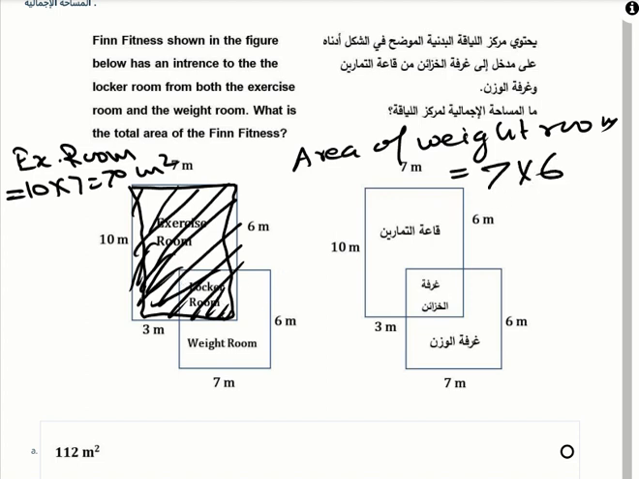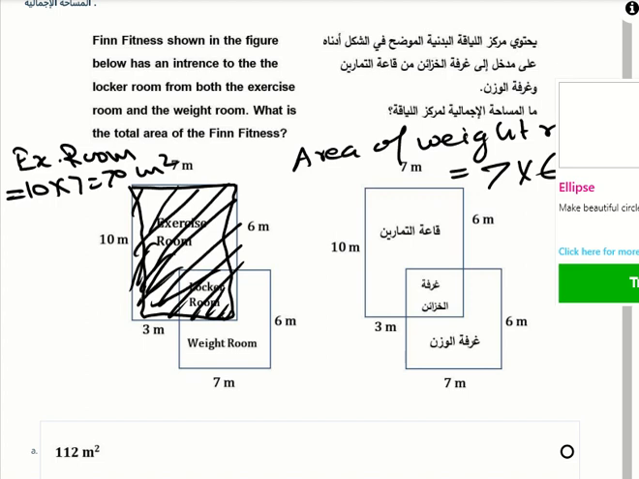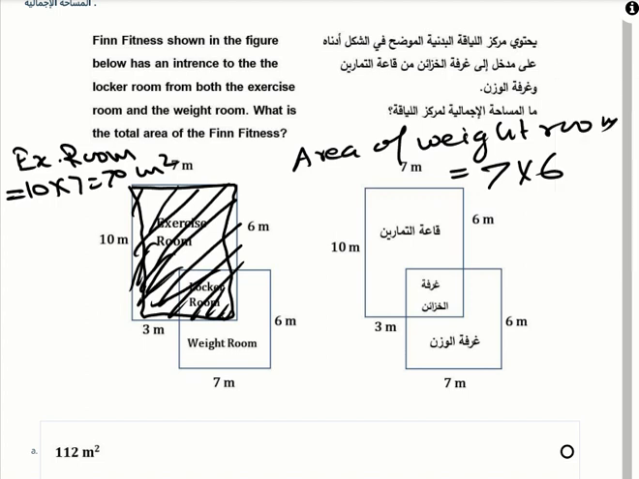Yes, I will change the color so that you can see. Okay, I think I did it. Yes, this is okay. Now 7 multiplied by 6, 7 multiplied by 6 means 42 meter square.